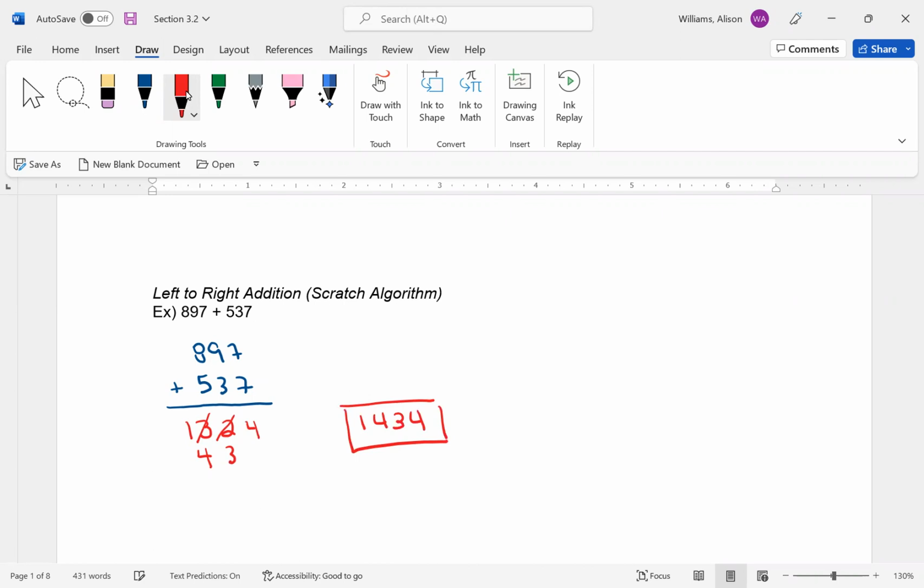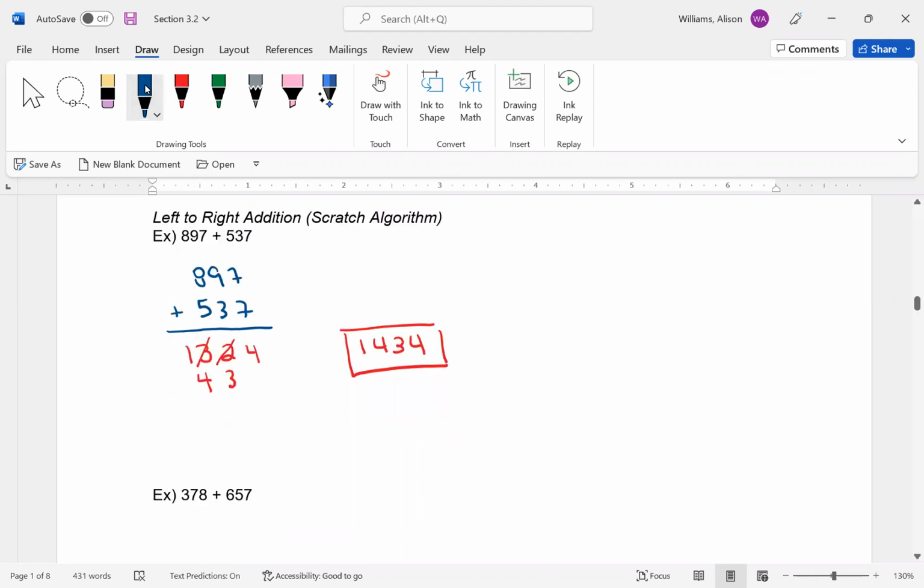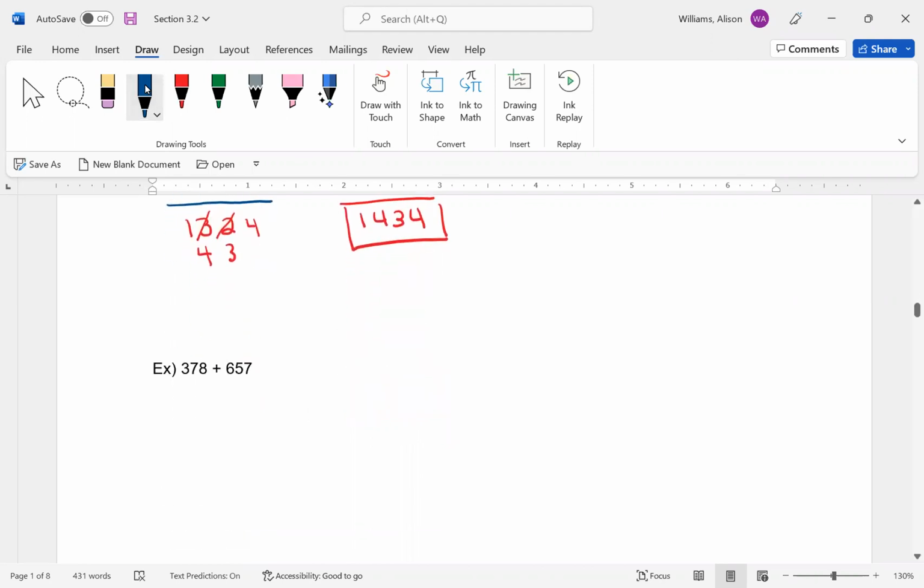So what I just did there is called the scratch algorithm, where you change a place value based on having to bump it up or, quote unquote, carry a number, but we're doing it left to right. So it does kind of change that. Since that's pretty quick, let's do another one.